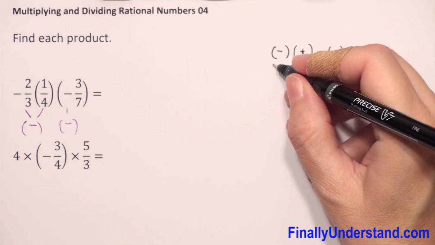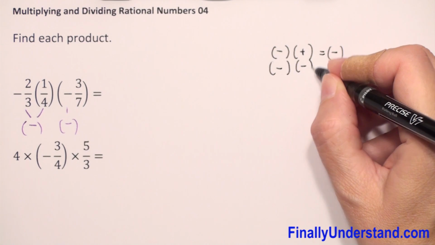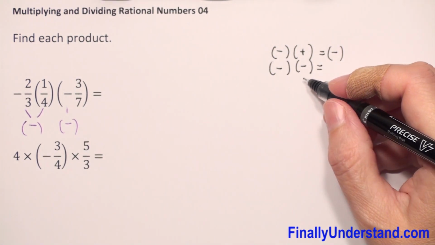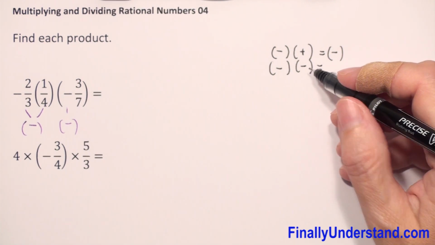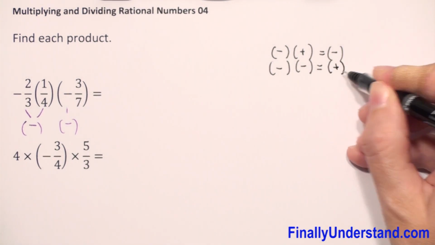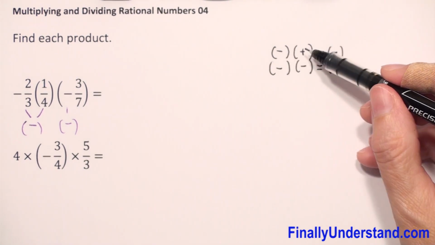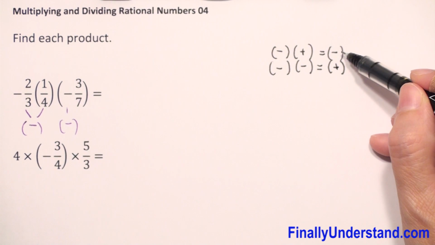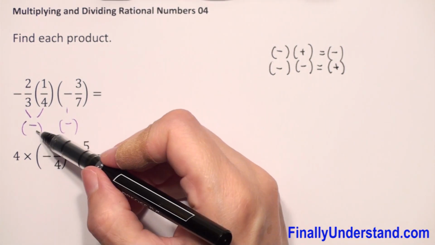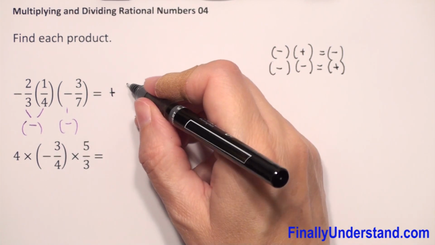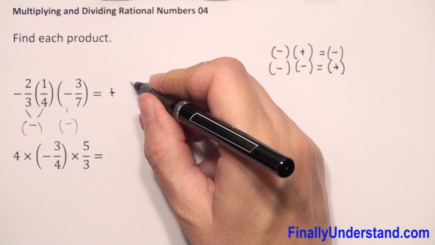And now we have negative times negative. It's the same as for integer numbers, the same rule. Negative times negative gives one positive sign. When you have negative times positive or positive times negative, it is always negative. So negative times negative is positive, so we have a positive sign, and we have to multiply fractions.